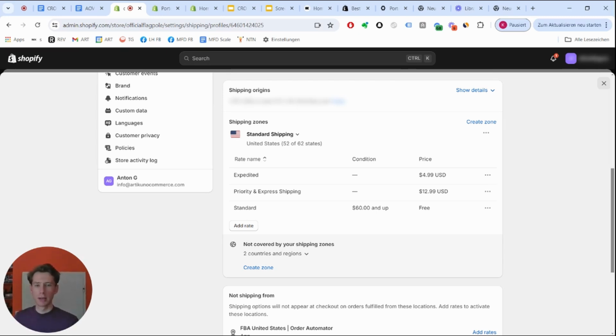Point number two is really playing around with this threshold. So here you can see it's free, but there's a conditional threshold. I quickly touched on that before. So it's only free above $60. Now, I think playing with this, A/B testing this threshold for your store, can also be pretty powerful.